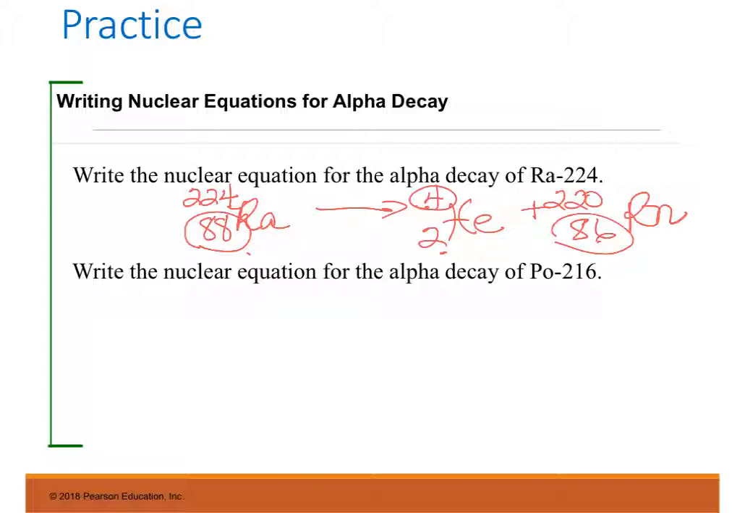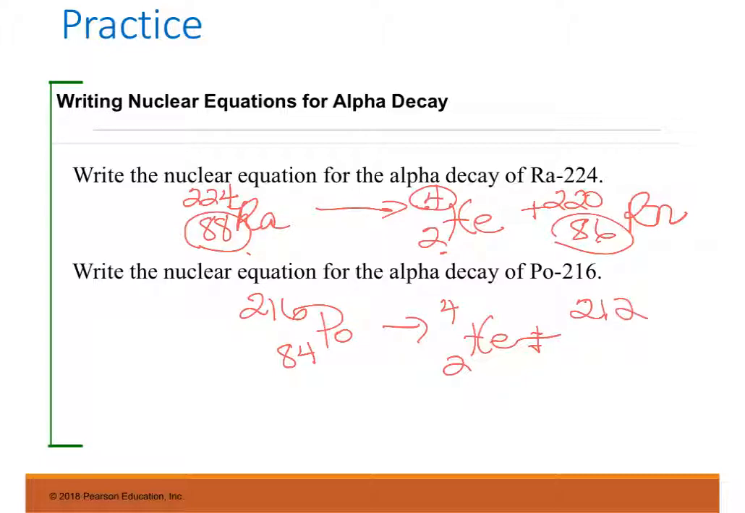Nuclear equation for the alpha decay of polonium. Okay, mass number of 216. And looking at the periodic table, its atomic number is 84. Again, they told us it's alpha decay. So the mass has to be 212, and the atomic number has to be 82. And element 82 is lead. Okay, not hard.